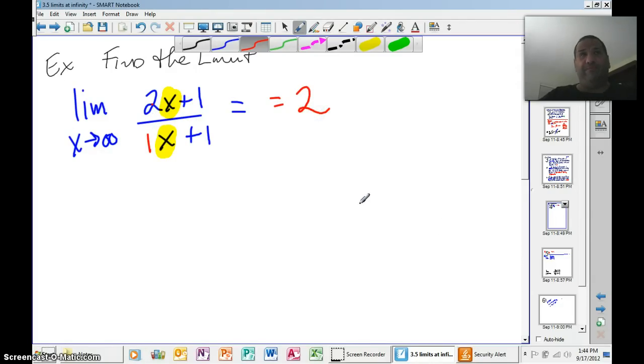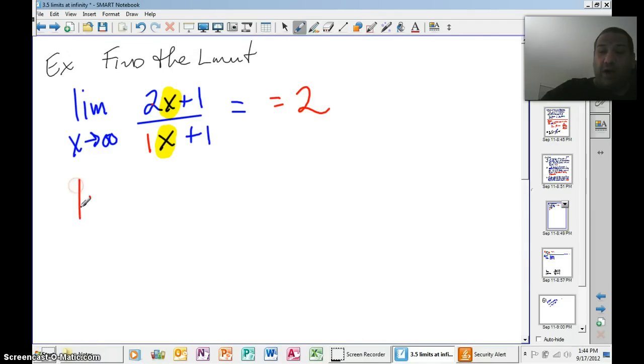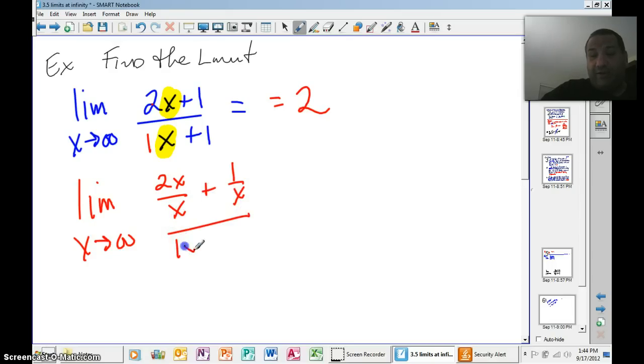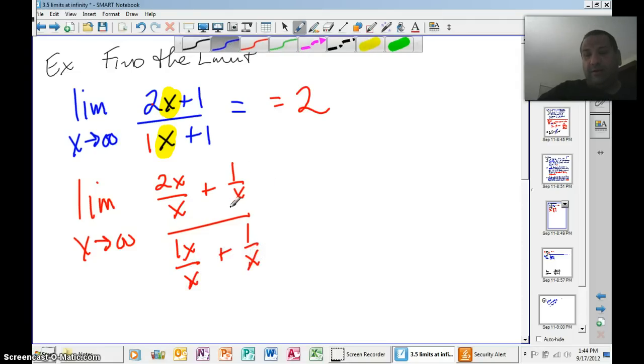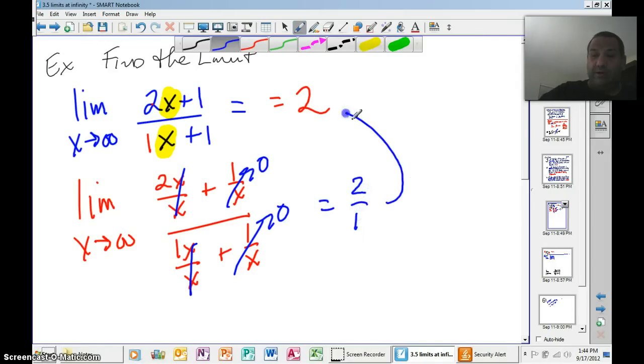If you want to see the behind-the-scenes math, this is only if you want to know why. Well, here's why this happens. If I divide everything by x, and now when I send it to the limit, this will be 0, this will be 0, this will be 2, this will be 1, and the answer is 2 over 1, which is 2, which is exactly what I had before. So this is for the people that ask why it works, or you can just follow and be happy here.